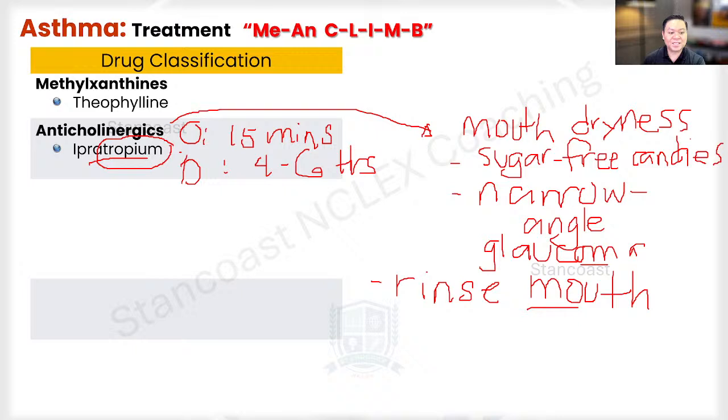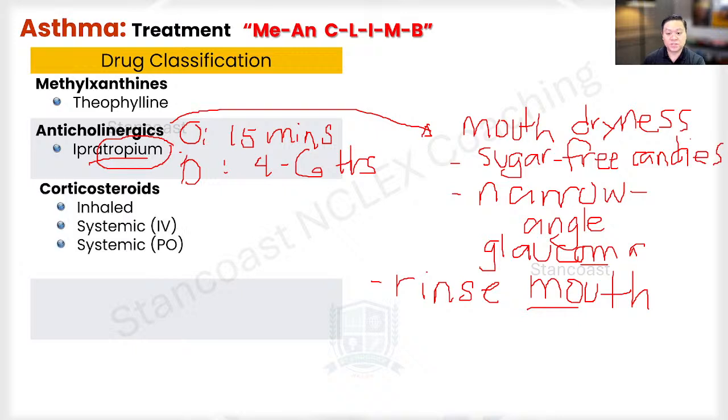Now, moving into the next medication, we're going to talk about the corticosteroids, which is very common in the treatment of asthma. So this can come in different forms. It could be inhaled, and one of the popular medication names here is the budesonide. Okay. I hope that you can still recall those medication names. Budesonide. For the systemic IV, we have, or before we go to that, budesonide, there's also that fluticasone, which is going to be the long-acting steroid. Fluticasone.